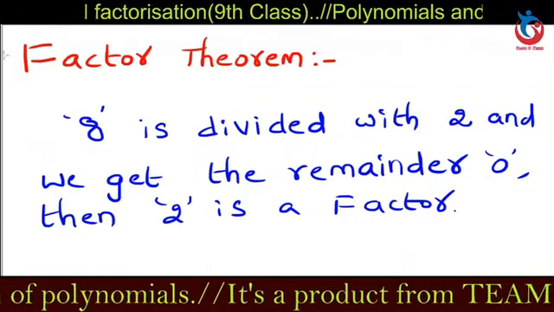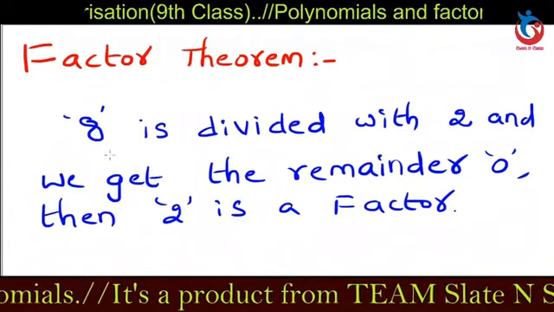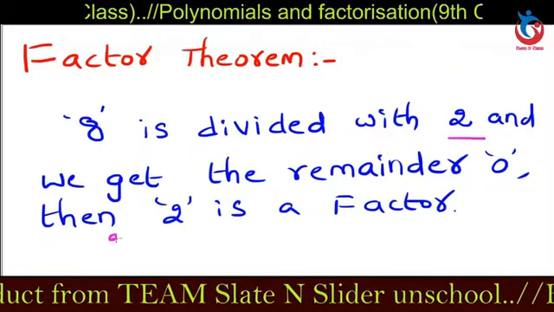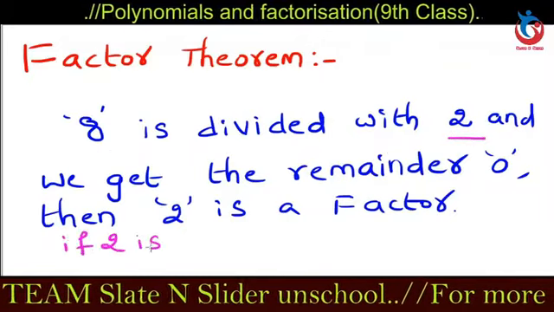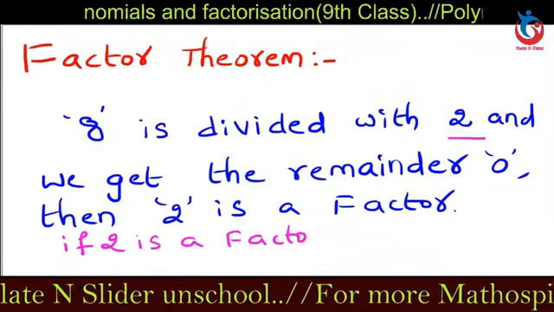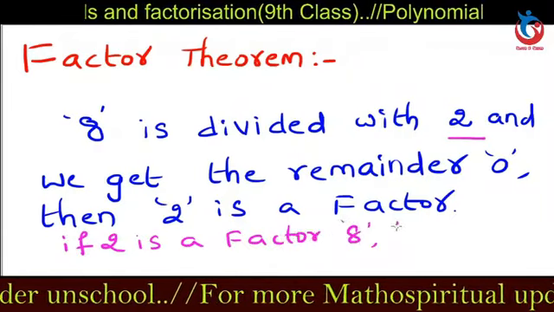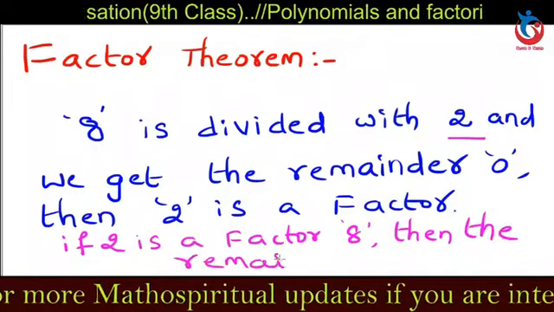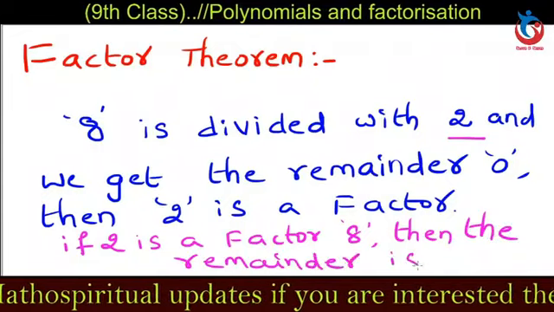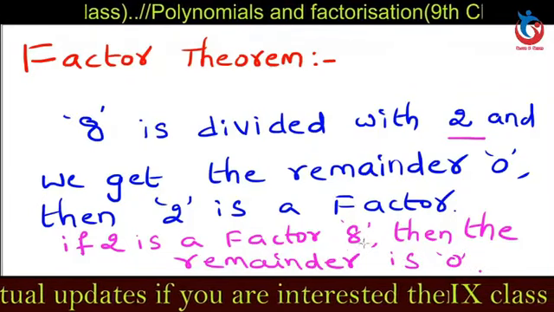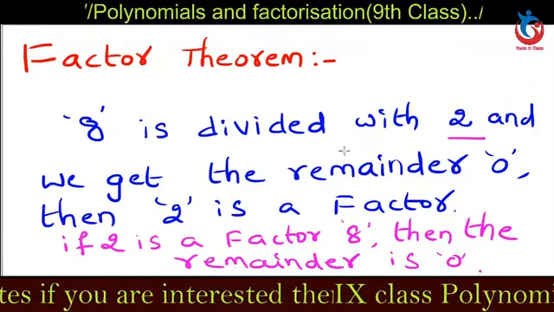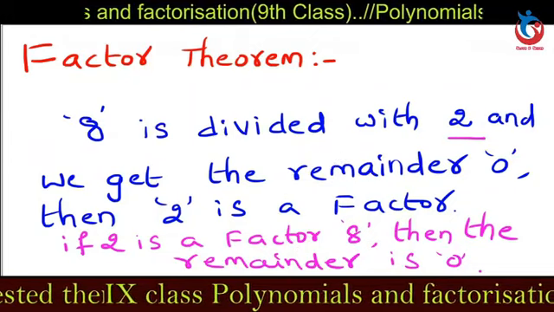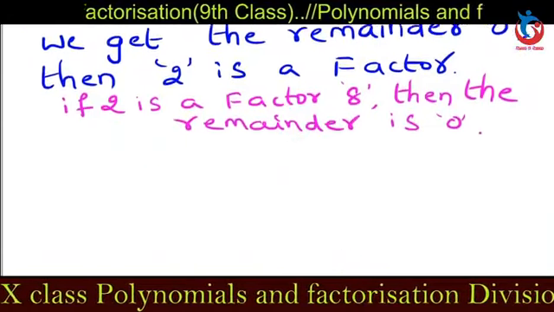So how to write the converse? Same. If 2 is a factor of 8, then the remainder we get is 0. That's it. It is the converse. Or we can take this as a statement and that as a converse. So both we can take. With this, we can write the factor theorem for the polynomials.